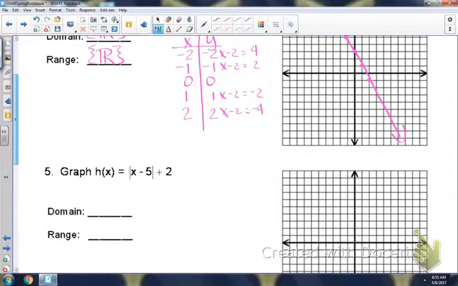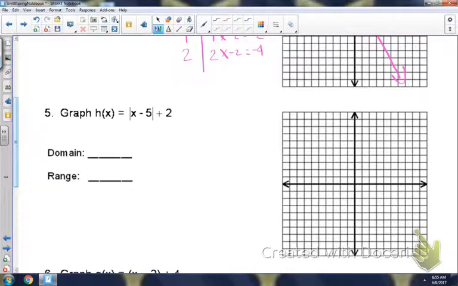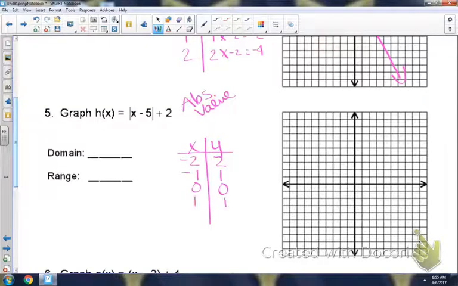Alright, let's look at 5. Notice this is absolute value. We have to know what type of function, so it's going to be a V. If you remember back on your parent function, absolute value of x, we plugged in a -2 and got 2, -1, 1, 0, 0, 1, 1, and 2, 2. Okay, so those were our parent function values. Alright, so let's write our transformation down.